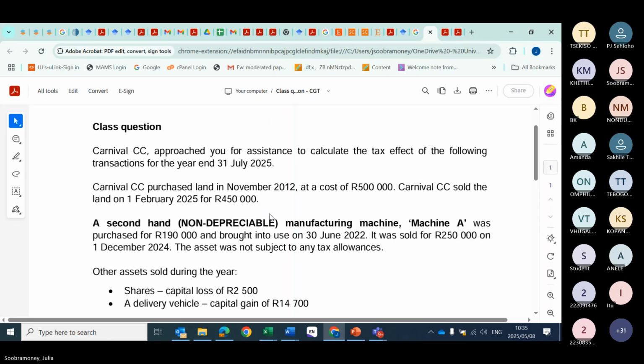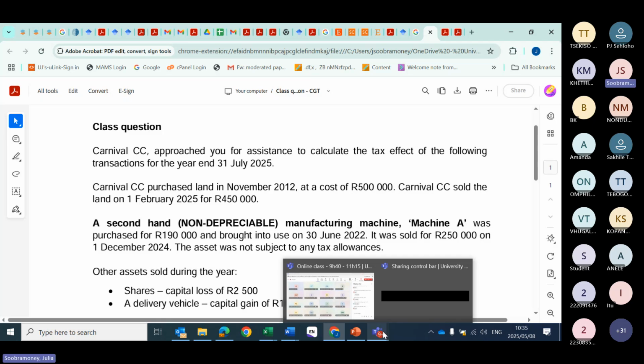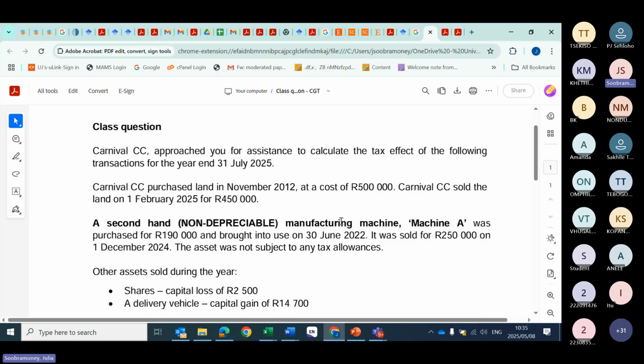Now, is there any allowance on land? Yes or no? No. No allowance on land. Correct. So if there's no allowance, you're happy. There's no tax value. There's no recoupment calculation. We're going to go straight into CGT and work out the capital gain or loss.